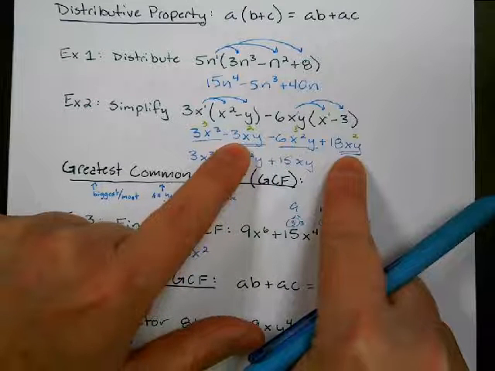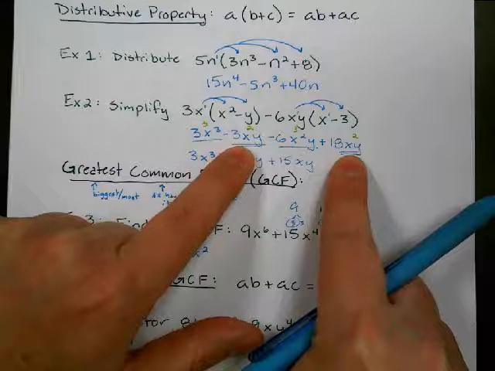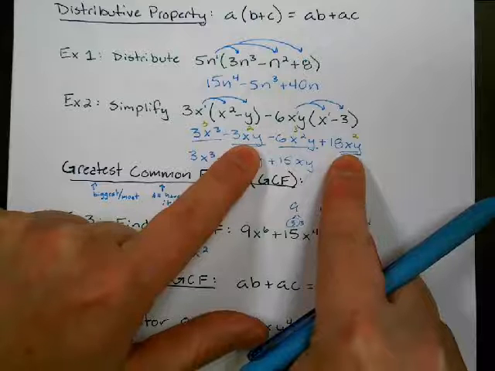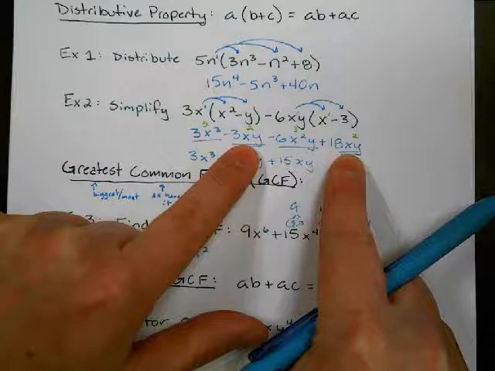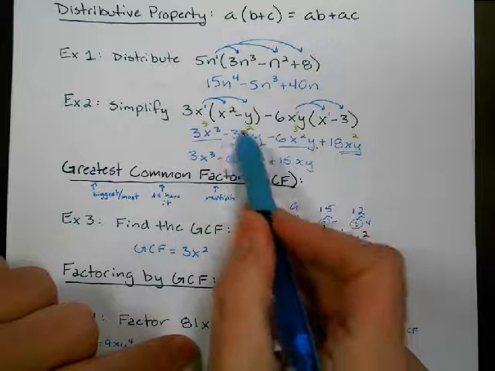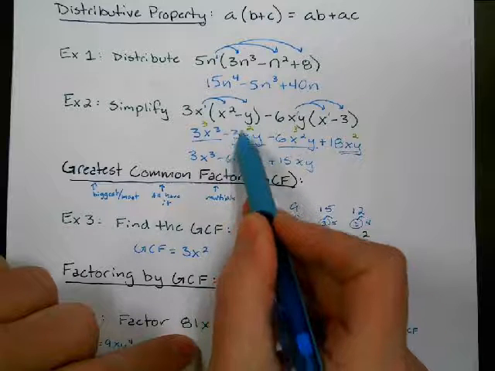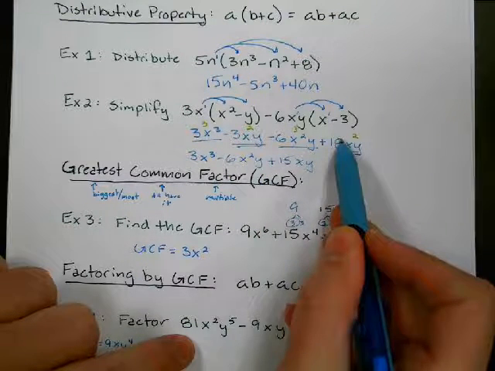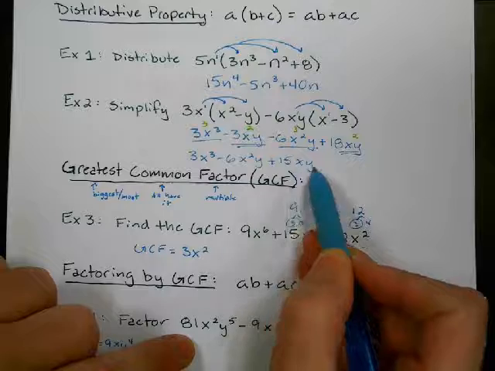My two that are to the second degree, I look at them and I notice they have the same variables to the same powers. This one's xy, this one's xy. So I can combine them. And remember, when we combine like terms, we just take the coefficients. Negative 3, positive 18, that gives us 15, and then xy.